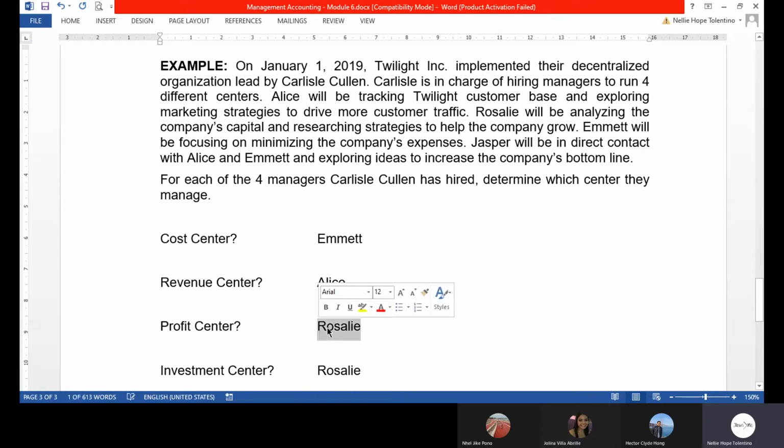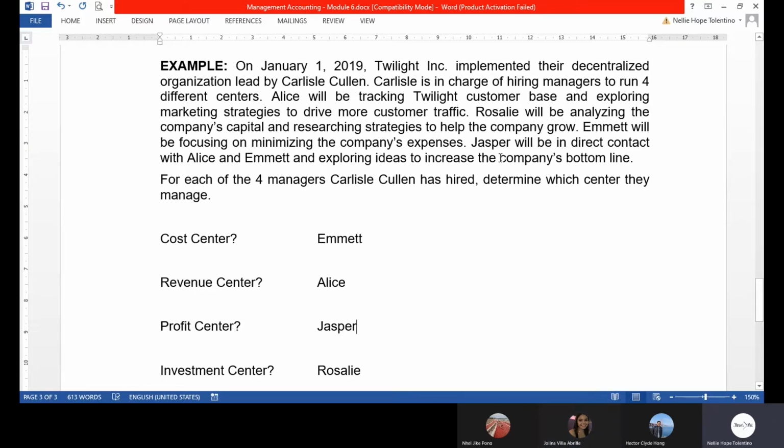Now, let's look at Jasper kasi siya na lang yung walang ano. Sabi dito, Jasper will be in direct contact with Alice and Emmet. Why? Because Alice is the revenue, Emmet is the cost or the expenses. So revenue less expenses is equal to what? Profit. Yes. That's why si Jasper yung sa profit center.